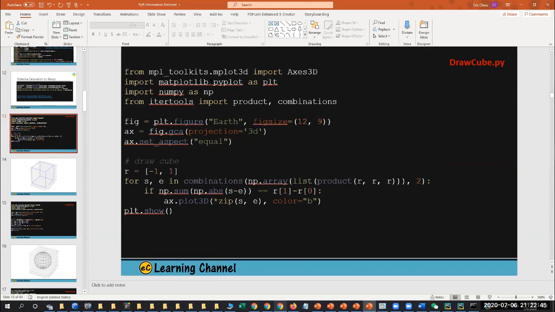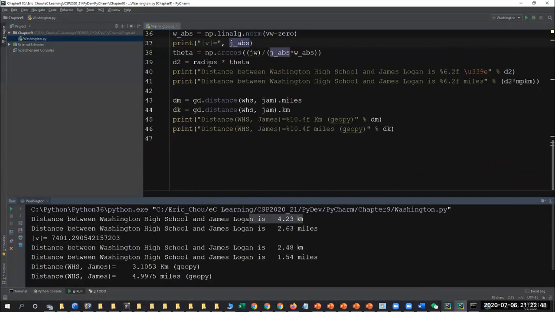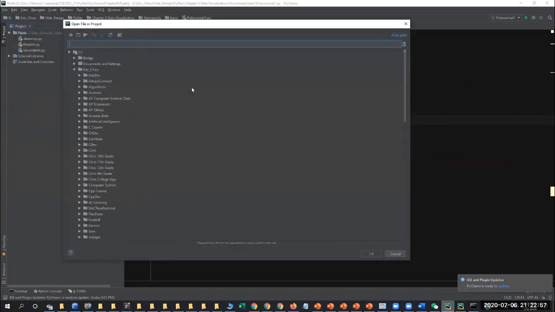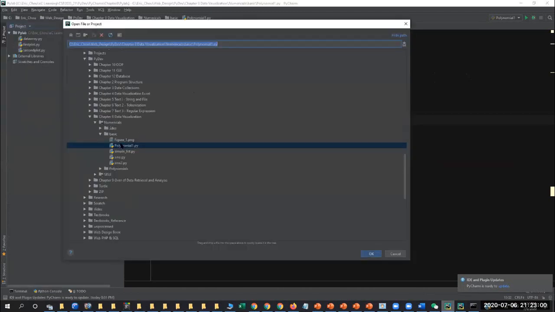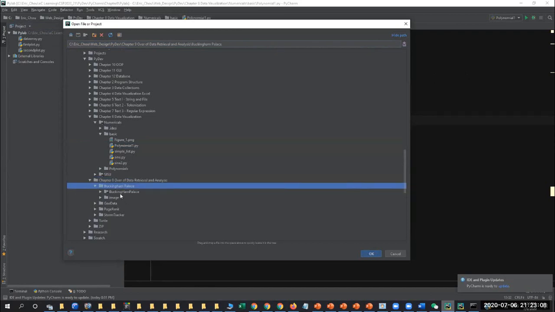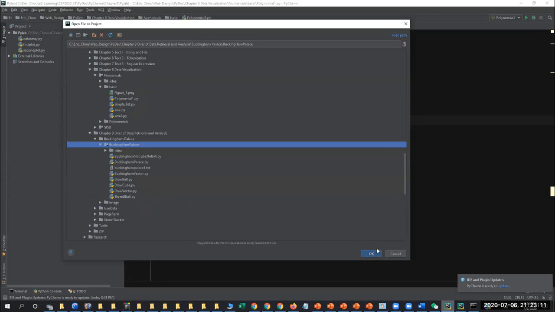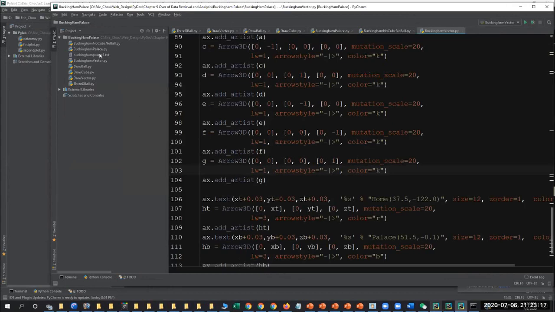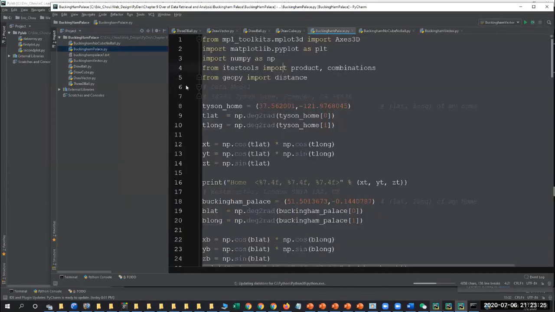Then next one, let's bring back this one. Probably the Buckingham Palace makes more sense. Buckingham Palace. So let me open the project. That one is chapter 9. Okay, Buckingham Palace. Let's open this project. So here I'm in the first one. Let me try this one.